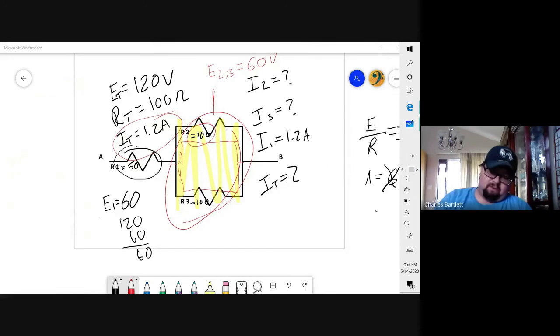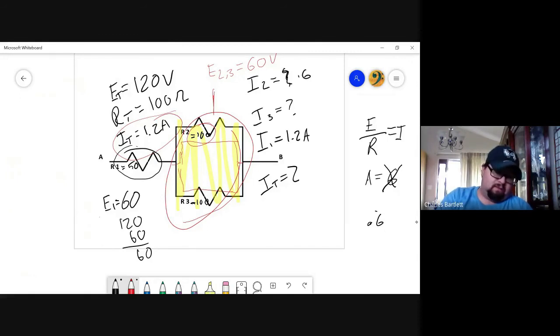Oh, I shut my calculator off. Well, I know that math. It's 0.6. So I2 would be 0.6. We know the answer now. I3 is 0.6. Not really sure why that turned out red.